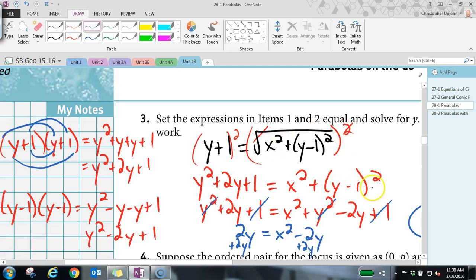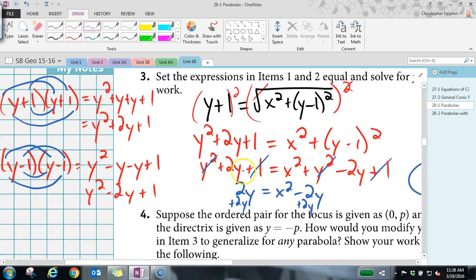When we square this side, the square and the square root cancel out, which is why we did it. But now we have y minus 1 squared, so we have to multiply that out as well. So y times y, y times negative 1, negative 1 times y, negative 1 times negative 1. And of course, we combine our like terms. So we get y squared plus 2y plus 1 equals x squared plus y squared minus 2y plus 1. The 1's cancel out. The y squareds cancel out. I'm left with 2y equals x squared minus 2y.